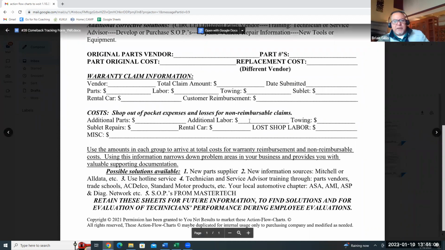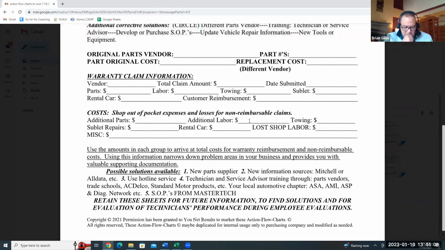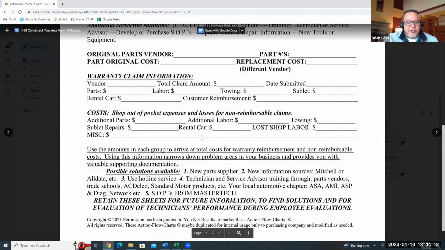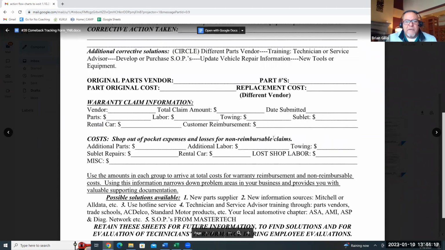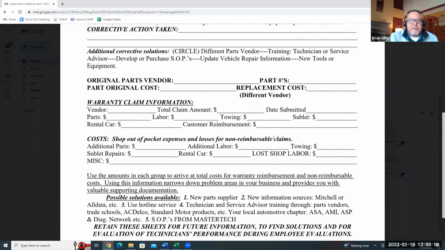So obviously, this would not be one you'd be showing your customer, right? It looks like more of the front of the house to fill this sheet out.